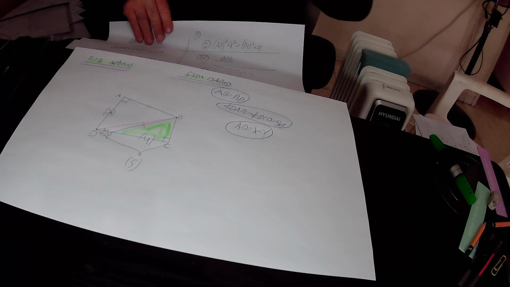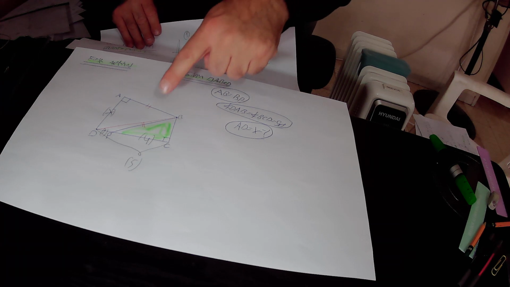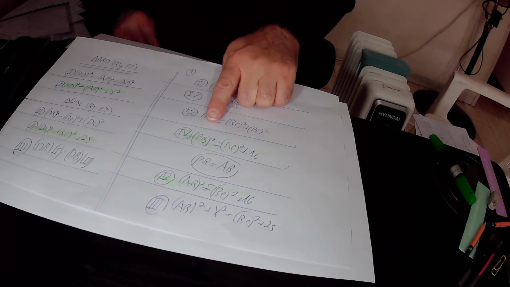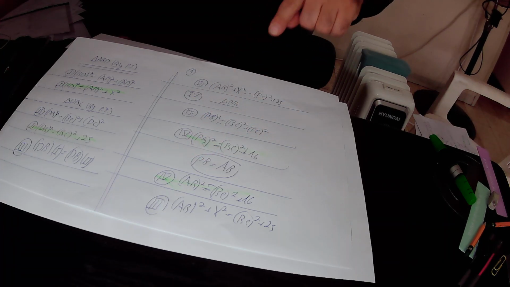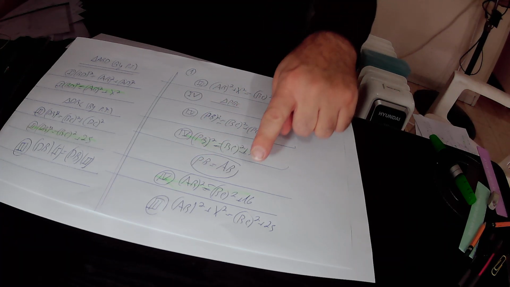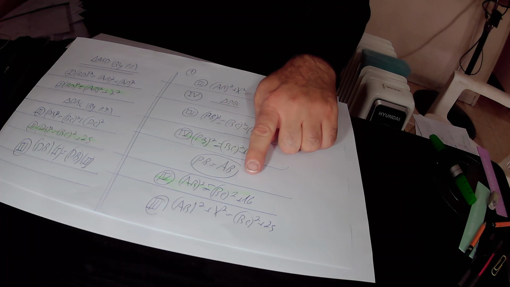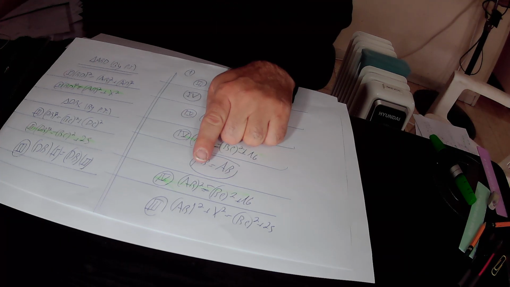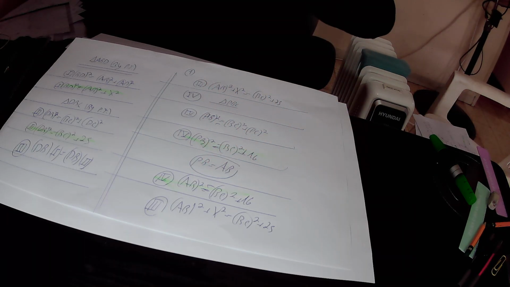But according to what is given, PB equals AB, so we can substitute PB by AB. If PB equals AB, then PB squared equals AB squared, which equals BC squared plus 16. So according to equation 4, AB squared equals BC squared plus 16, while according to equation 3, we only found that AB squared plus x squared equals BC squared plus 25.